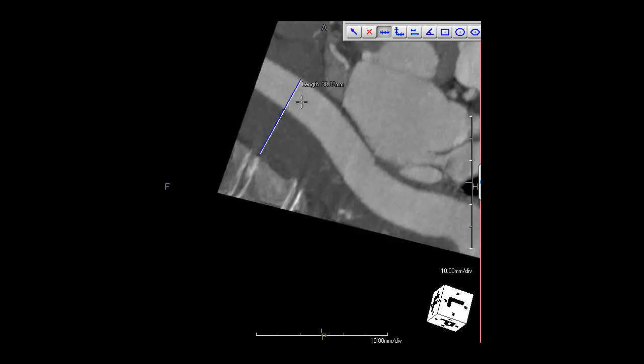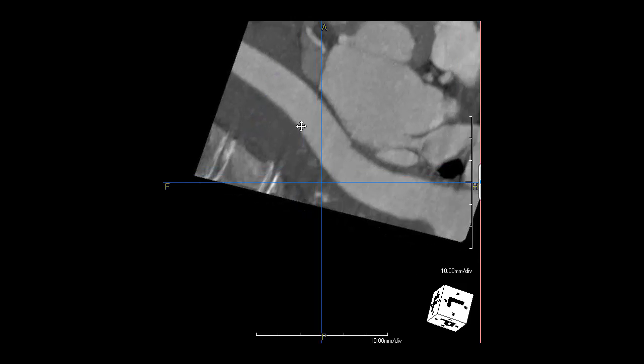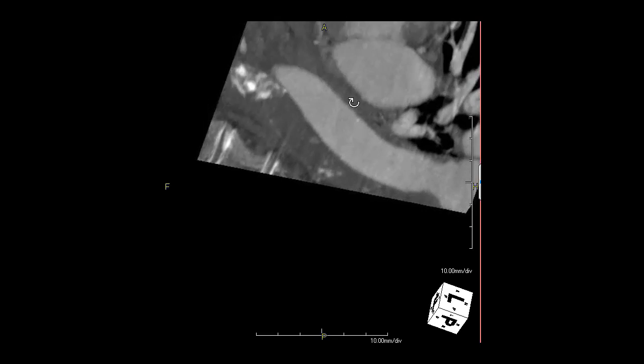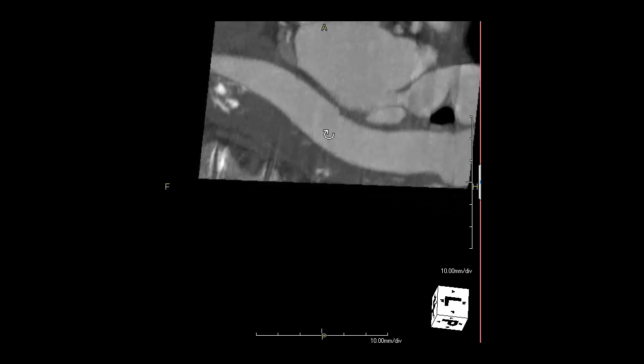38 to 40 millimeters, but you can see that the lumen is significantly less and there is thrombus formation. So this is a non-acute, relatively chronic type B, Stanford type B thoracic aortic dissection, and is likely the cause of this woman's chest pain.